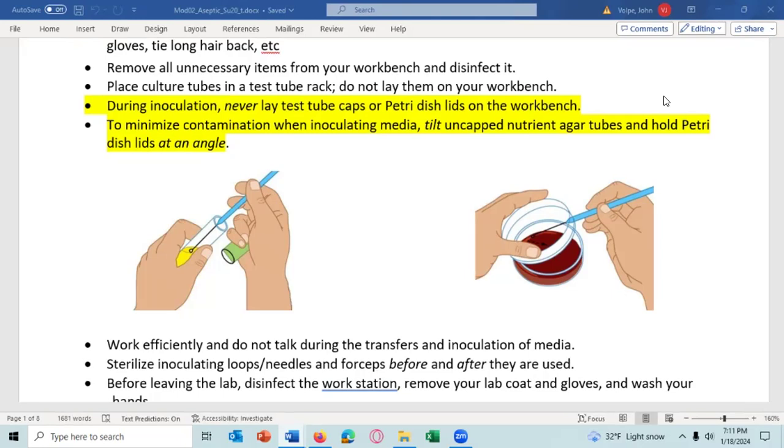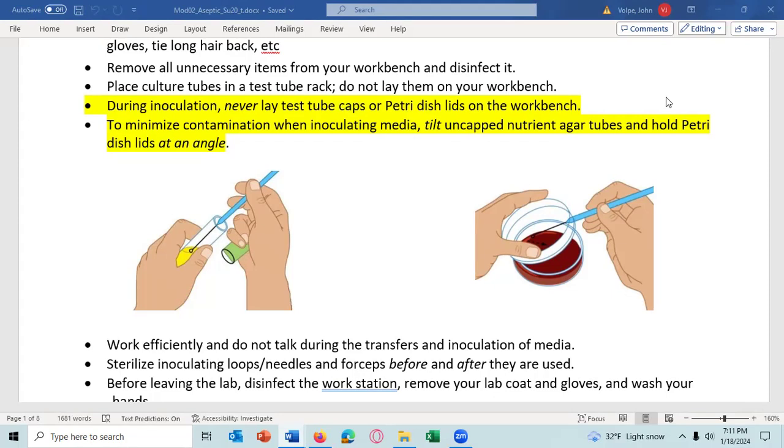If you take the cap off the Petri dish and then put the Petri dish down on the surface, bacteria can be on the edge of the Petri dish. So you should never put the cap or the edge of the Petri dish on the table, and then vice versa.